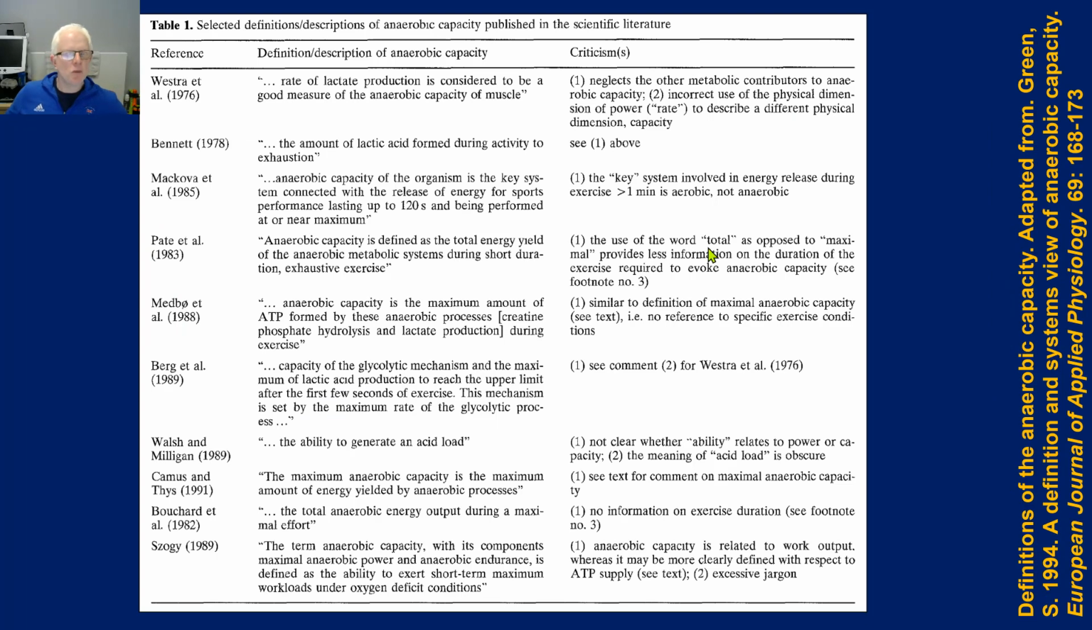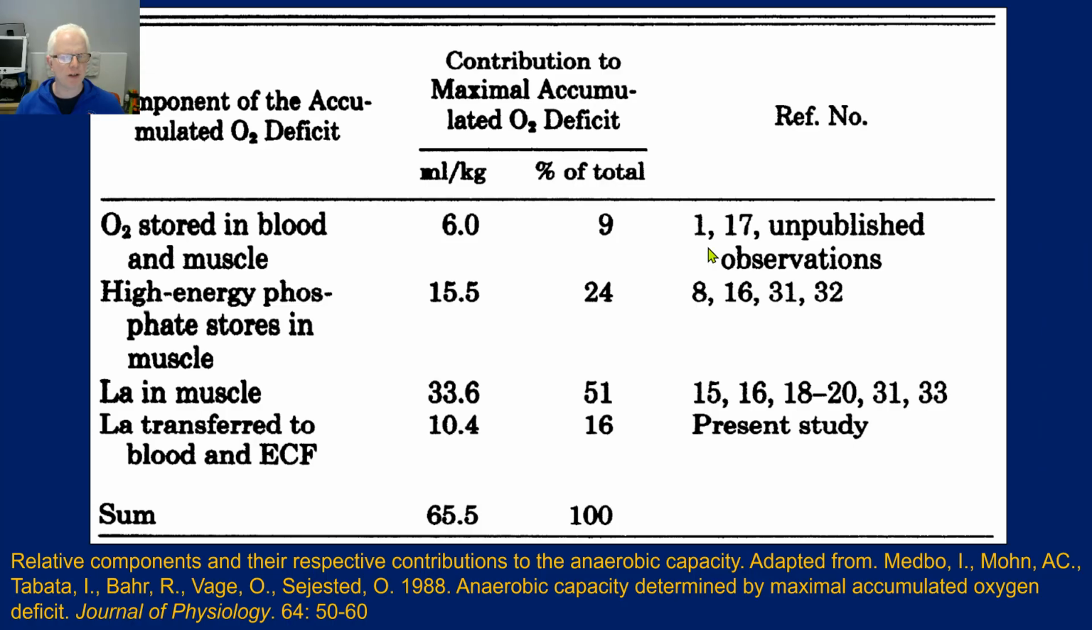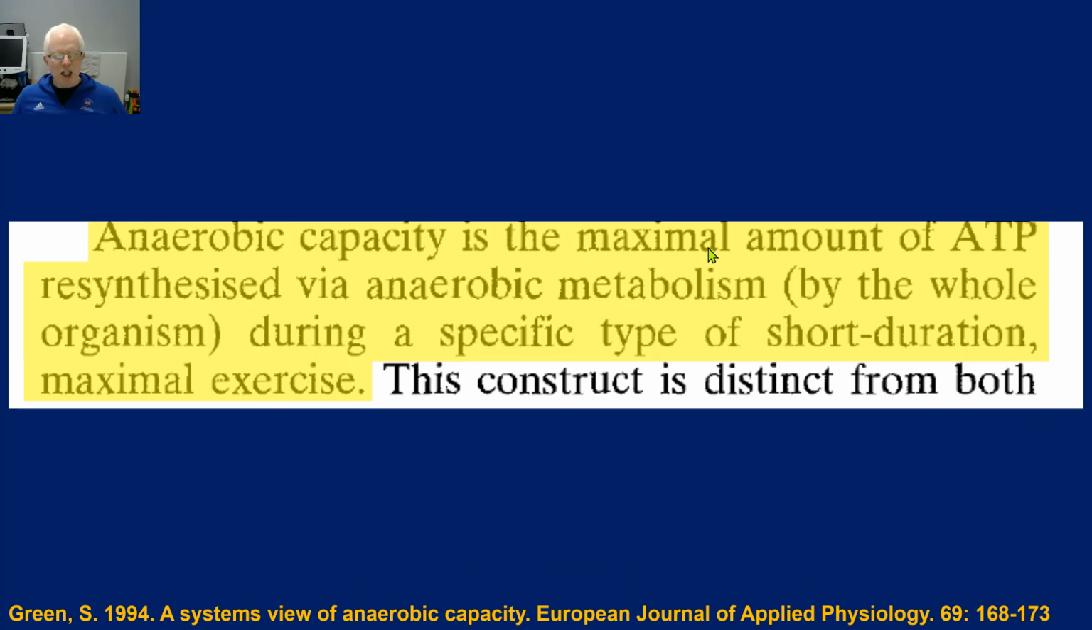Now, one of the issues that we face, as we face in any area of science, is having a definition that works for us. And I'm going to show you the definition and then come back to the issues that we have with the definition. So this is the definition that we work towards. This is from Green. It's published in the European Journal of Applied Physiology. And it is without doubt the best definition that exists for the anaerobic capacity.